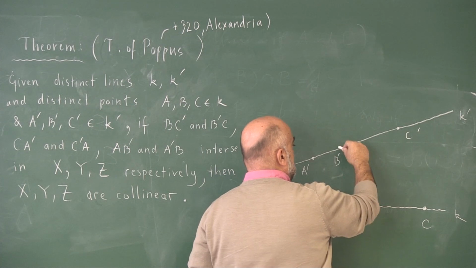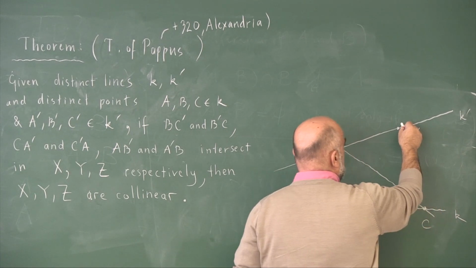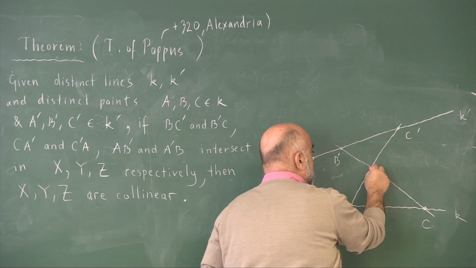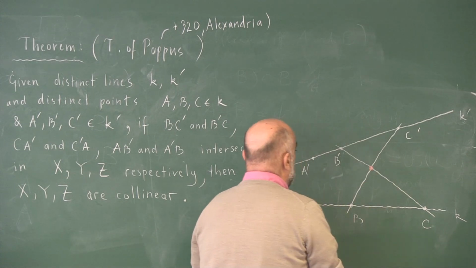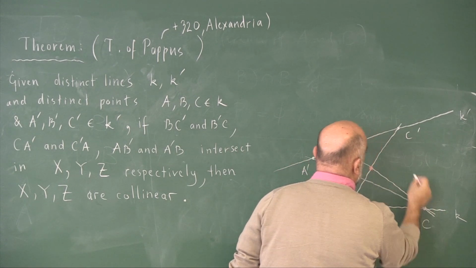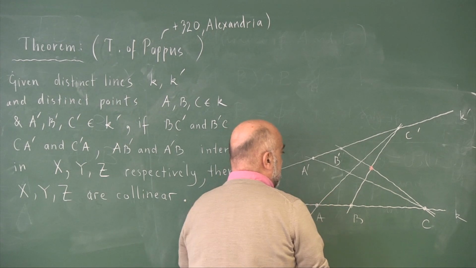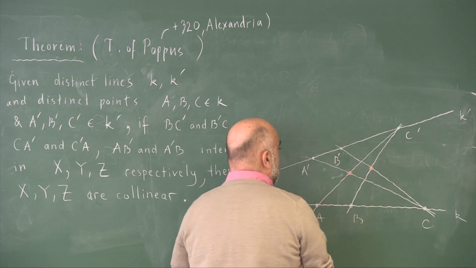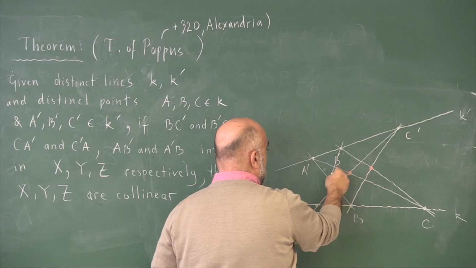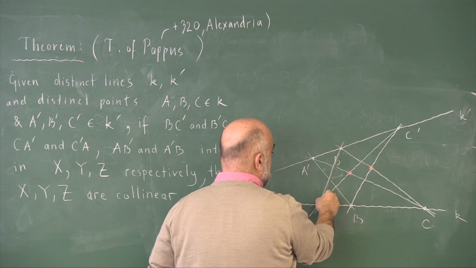Then we have made the condition that the lines B prime C and BC prime should intersect in a point X, and CA prime, well, that's easy to learn by heart, C prime A should intersect in a point which we shall call Y, and finally A prime B and AB prime should intersect in a point which we shall designate Z.